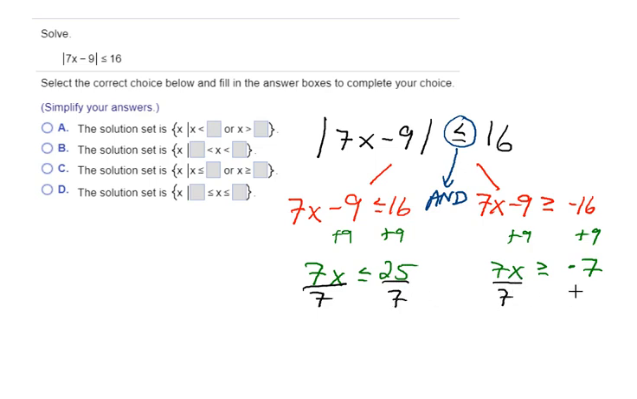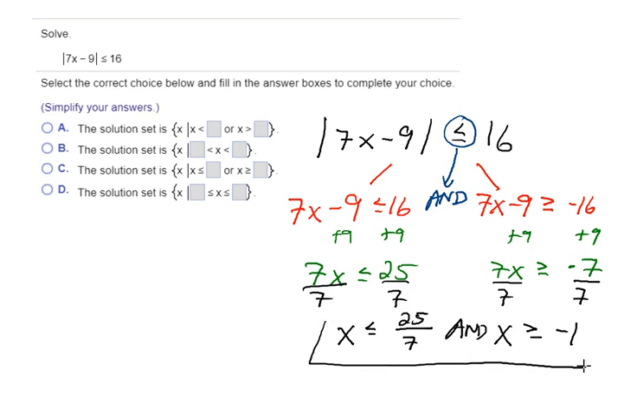And we'll do the same thing here. And we're going to get x is less than or equal to 25 over 7. And our second inequality is going to be x is greater than or equal to negative 1. And again, this is still an and. And so what we need to do is like we did earlier, because it's an and, we can merge these two together, and we have to because Math Excel is requiring the answer to be written this way.